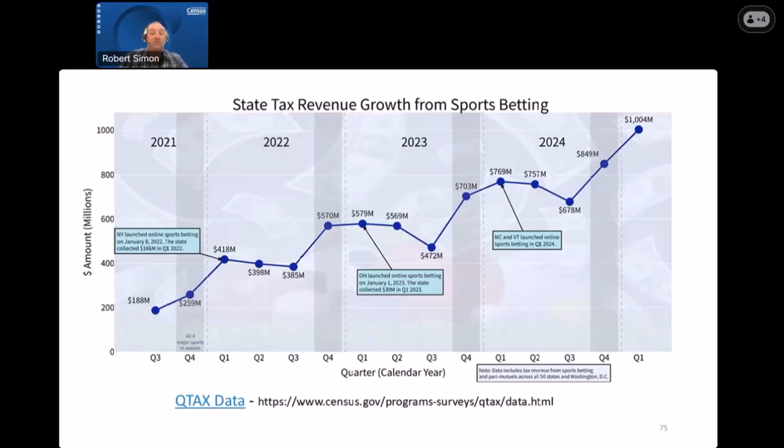And finally, in early 2024, North Carolina and Vermont entered the market. Together, they take in close to $50 million combined per quarter. I also want you to pay attention to quarter 4 every year, the shaded area.